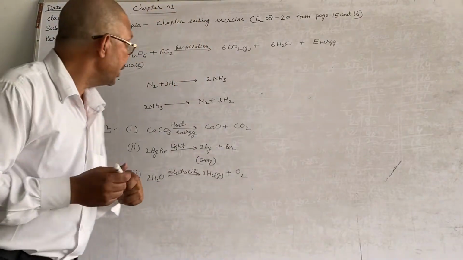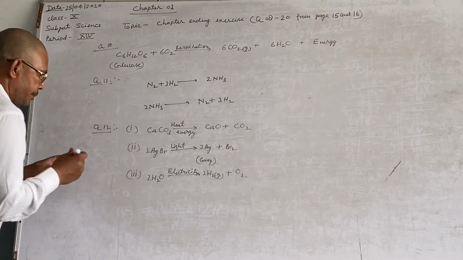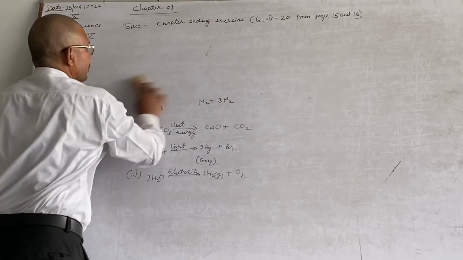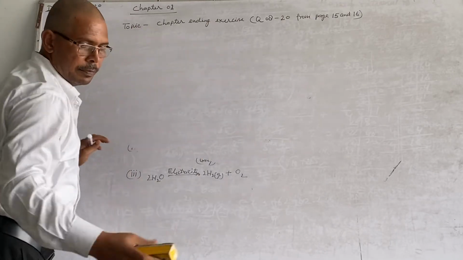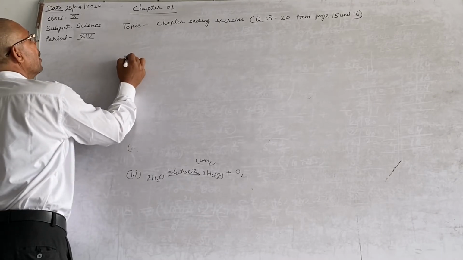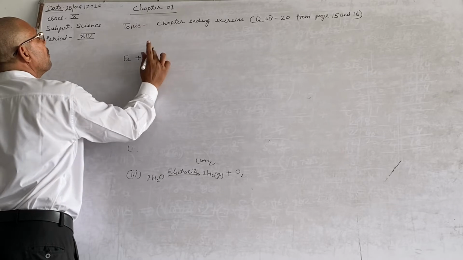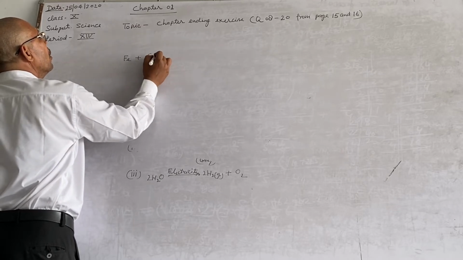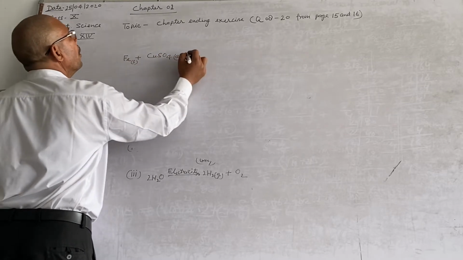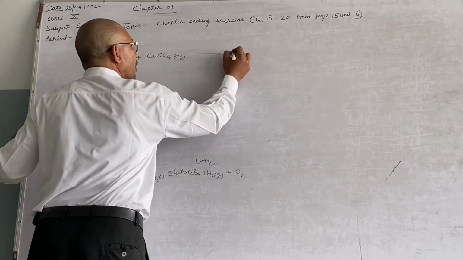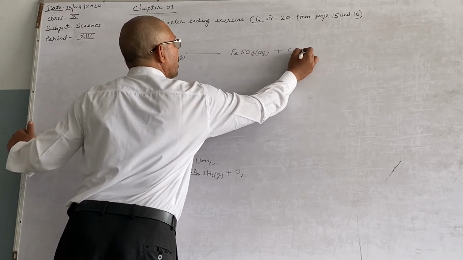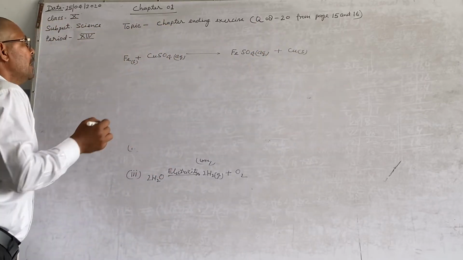Write equations for these reactions. Question number 13, that is the chemical equation. Take here Fe plus copper sulfate gives FeSO4 aqueous plus copper. This is an example of a displacement reaction.